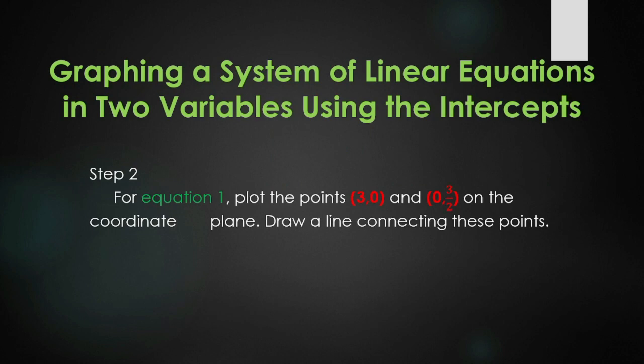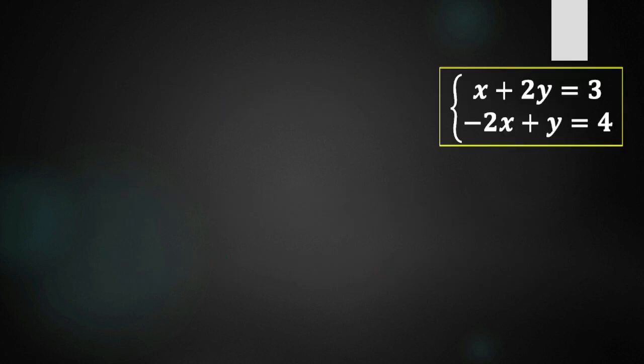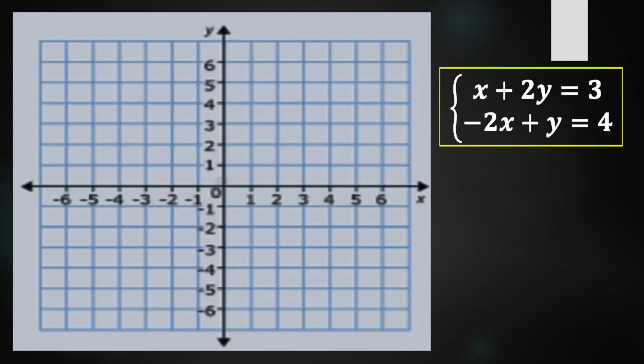Now that we already have the points that contain the intercepts, we are ready to plot the points and draw the lines. So for equation 1, plot the points 3, 0 and 0, 3 over 2 on the coordinate plane. Then draw a line connecting these points. For equation 2, plot the points negative 2, 0 and 0, 4 on the coordinate plane and draw a line connecting these points. Again, the given system of equations is x plus 2y equals 3, negative 2x plus y equals 4. So here's the coordinate plane.